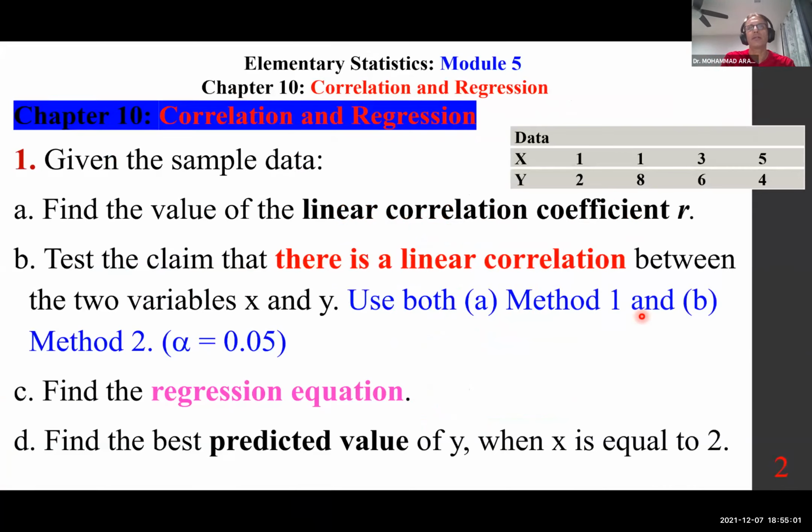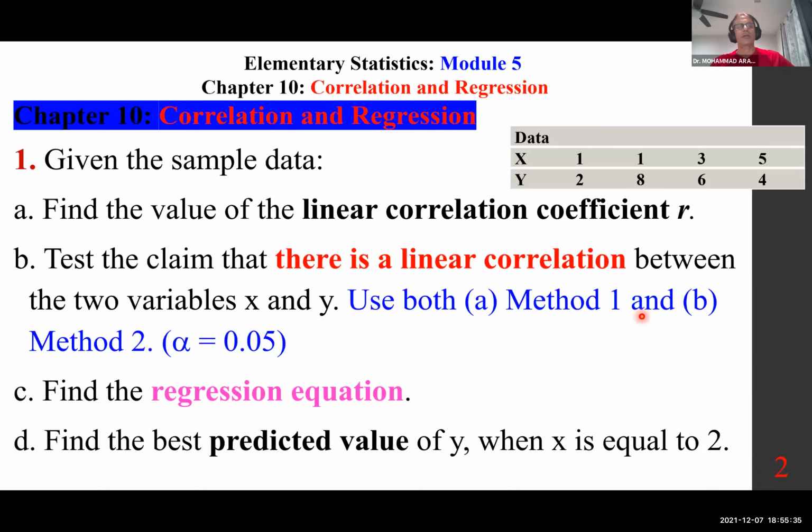correlation and regression. Could somebody read question number 1 for us, please? Given the sample data, find the value of the linear correlation coefficient R. Test the claim that there is a linear correlation between the two variables x and y using both method 1 and method 2 with alpha of 0.5. Find the regression equation and find the best predicted value of y when x is equal to 2.